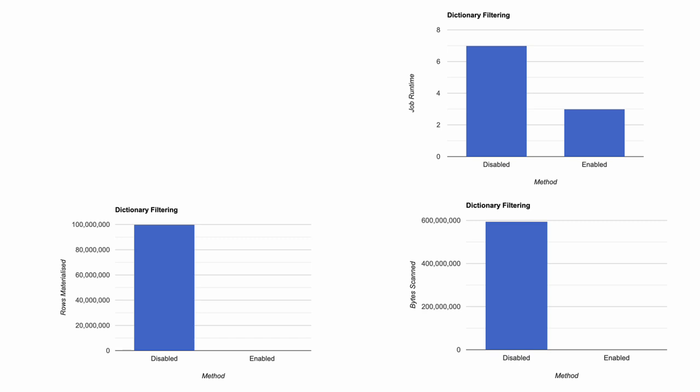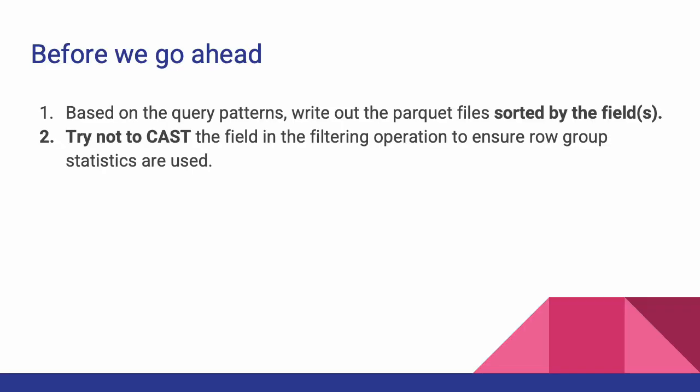And before we look into some of the configurations which are not enabled by default and which we can tune based on our use cases, let's look into a couple of points. First of all, based on the query patterns, you can create Parquet files which are sorted by the fields over which you are trying to do your filterings. And not only that, sorting also helps in joins as well.